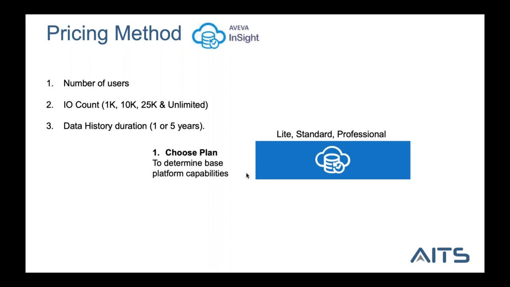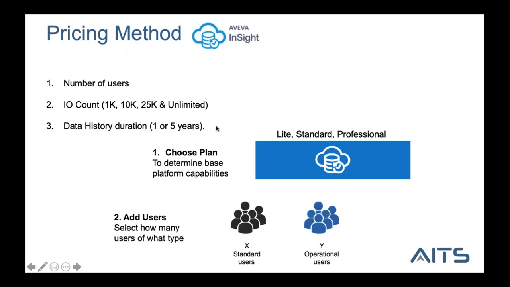The plans are Light, Standard and Professional. Light is 1,000 tags, Standard is 10,000, and Professional is 25,000. And when you pick for how many years you want to historize the data, then you choose the number of users assigned to the plan. So of course we have the standard, the operation, and the data modular users.